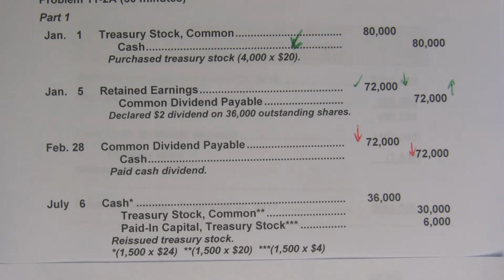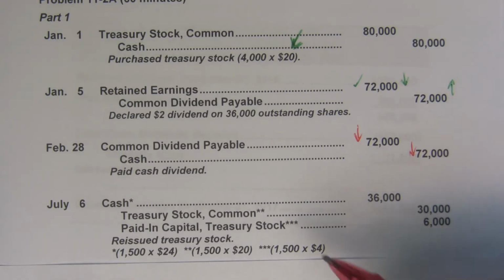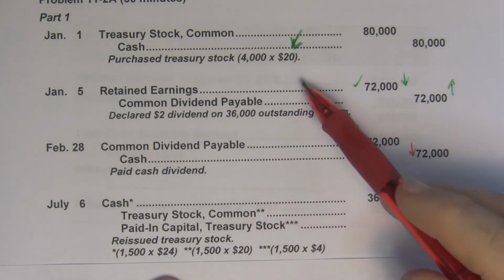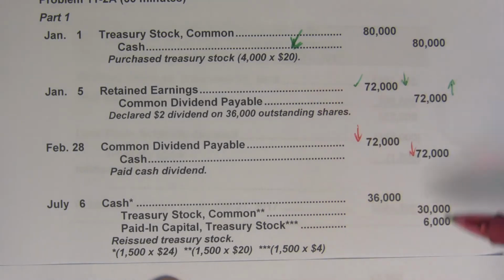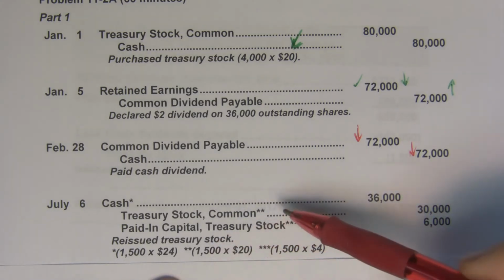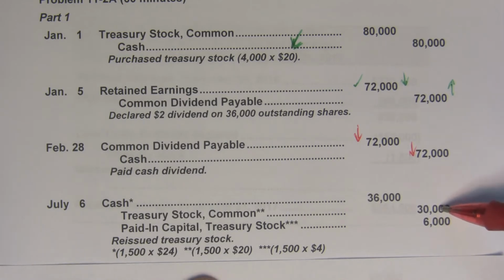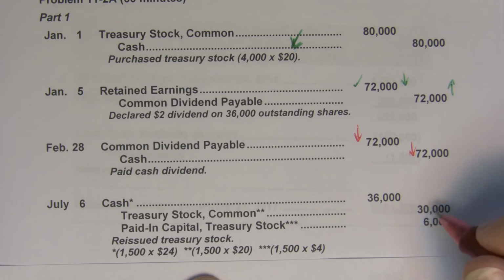Okay, now here's where we have an issue. On July 6th, we sold 1,500 shares at $24 per share. So we sold them back at 24. We bought them at 20. So treasury stock, common shares. You could list common. It's not often that that's done. We have 1,500 shares at $20. That's what's going out, because they go out at the same number they come in at.